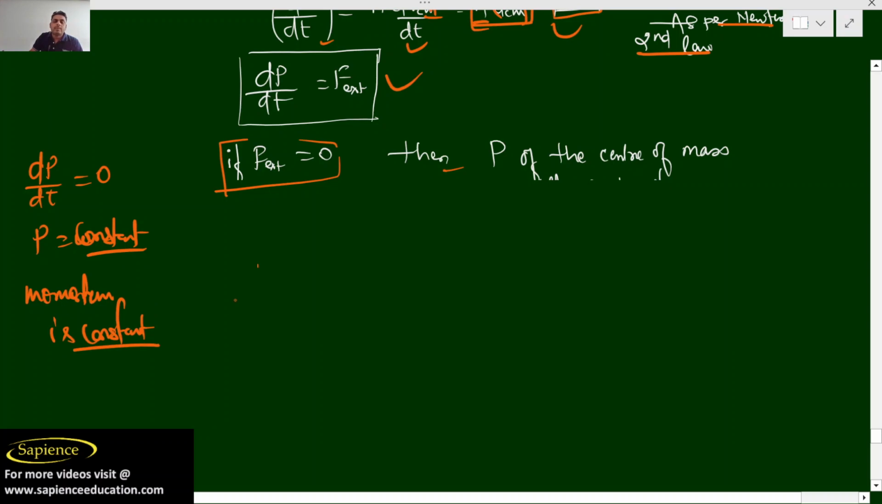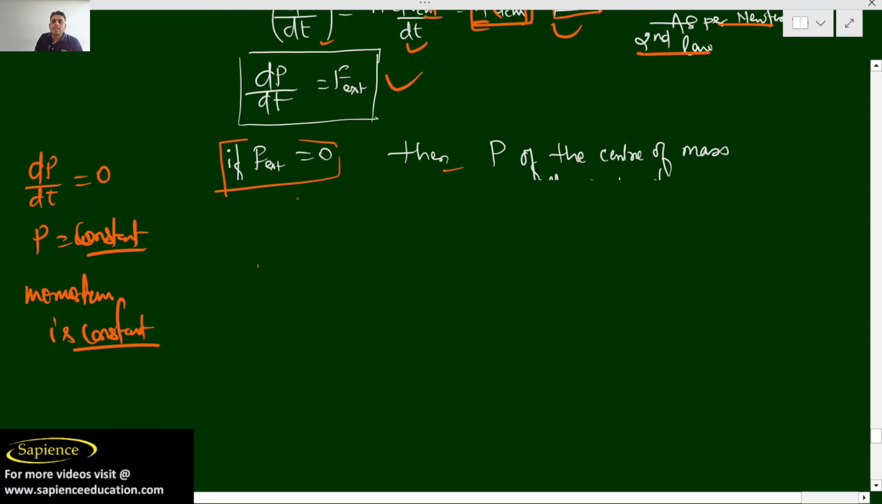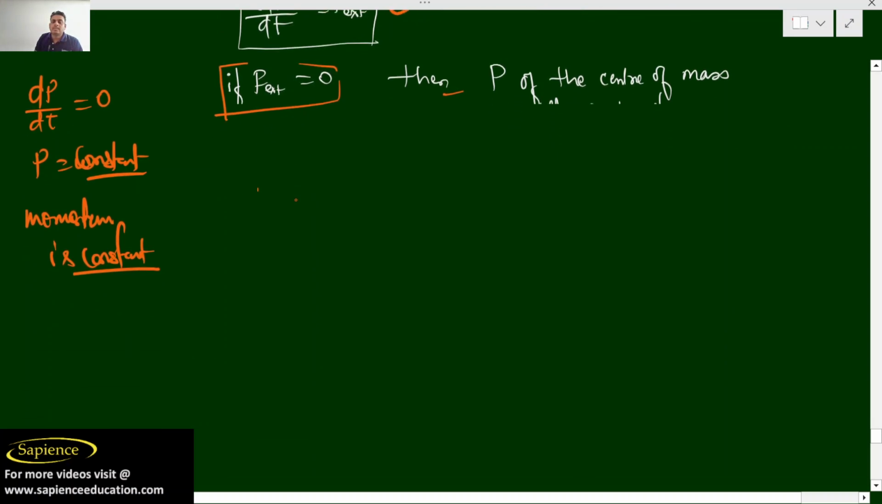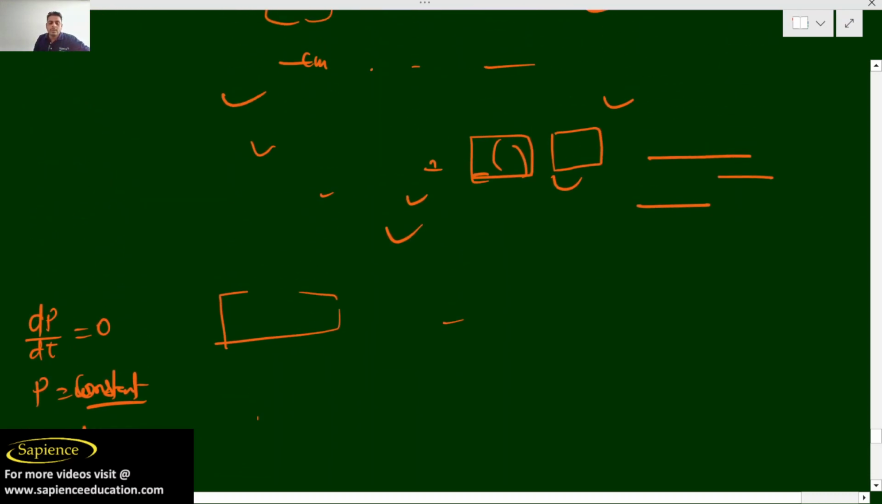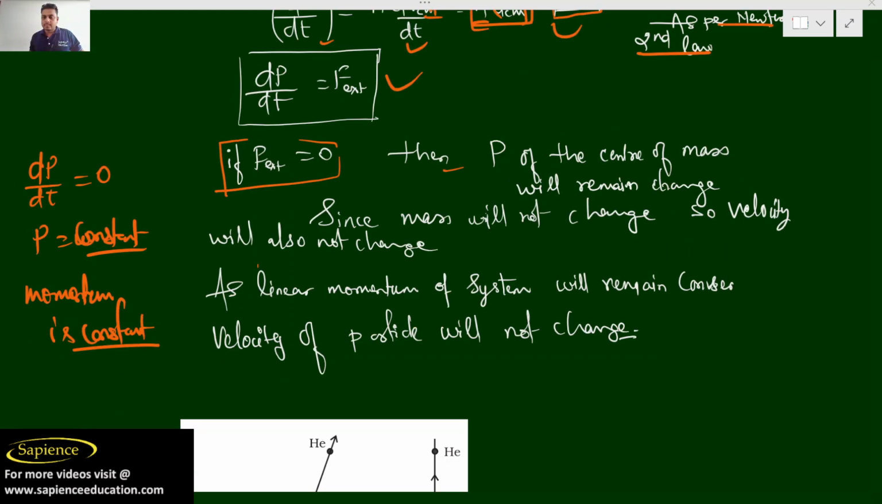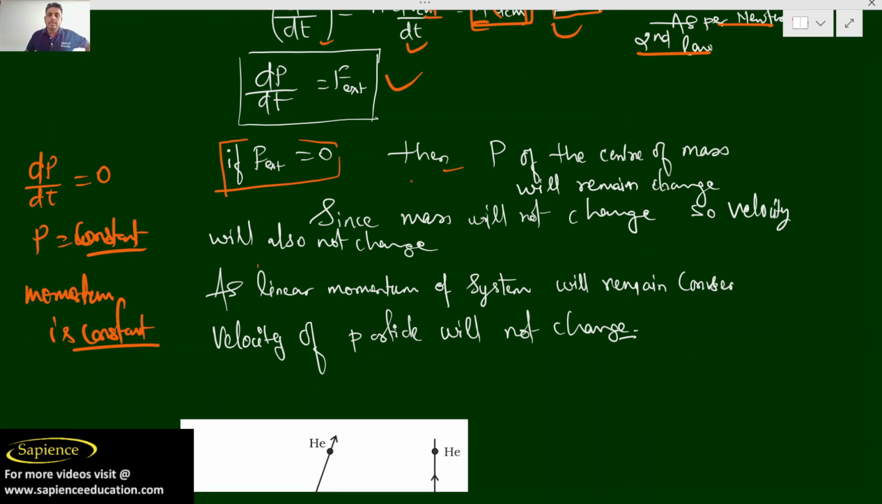So from here what do we infer? We infer that if no external force is acting on a system of particles, then the momentum of the particles will remain conserved. Okay, there will be no change in momentum. I hope you have understood now. Right? As we have seen that momentum will remain conserved, so p of the center of mass will remain unchanged.